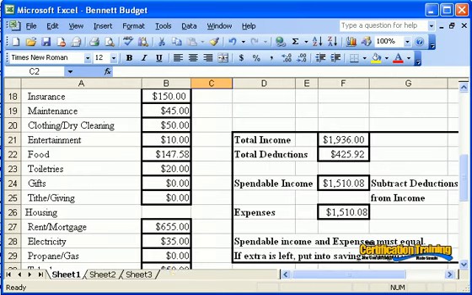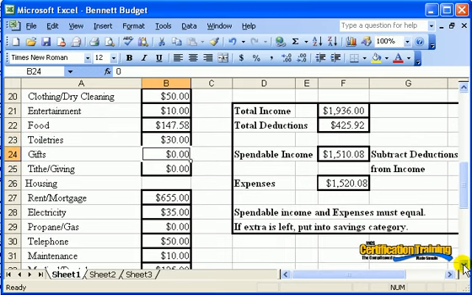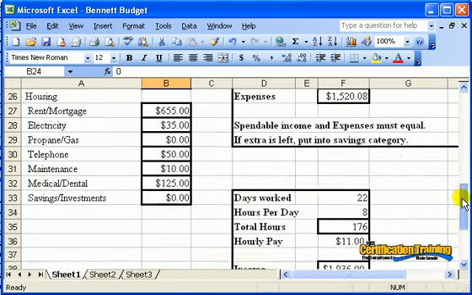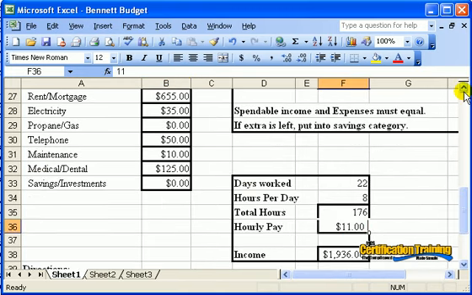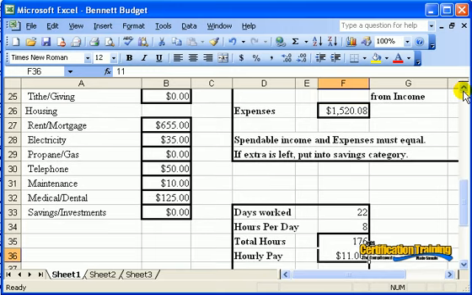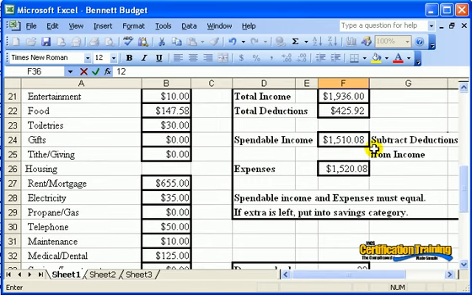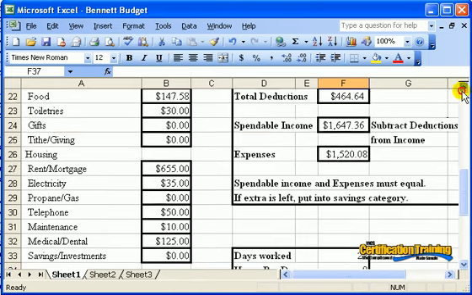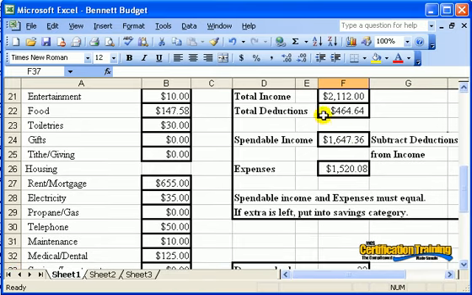In more practical terms, what if my expenses have increased by $30? What will that do to my spendable income? Well, I have more expenses than income. I cannot do that. However, what if my pay went up to $12? What will that do to my spendable income? My spendable income went up to this amount. Obviously, more deductions were taken out, but now I have more money to spend.